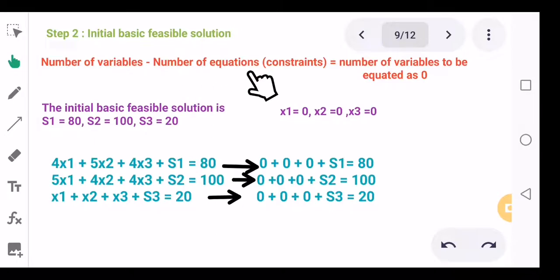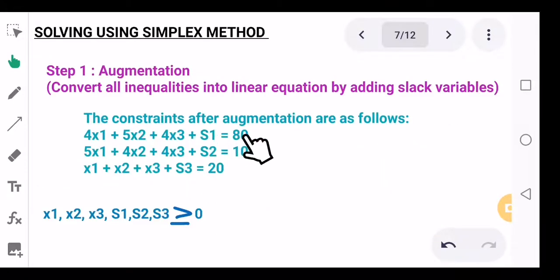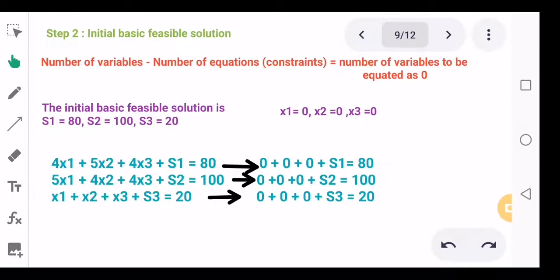How many equations do you have? Total you have 1, 2 and 3. You have 3 equations. The non-negativity constraint will not be considered, and the objective function will also not be considered. Only your constraints will be considered. So the total number of equations is 3. The number of variables is 6. So the number of variables to be equated as 0 will be 6 minus 3, that is 3.